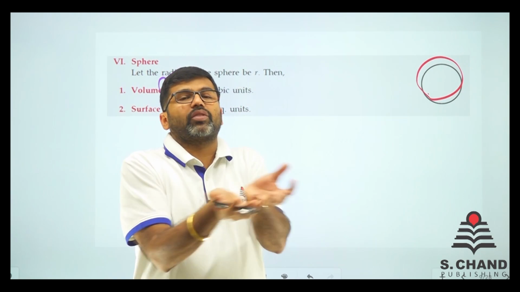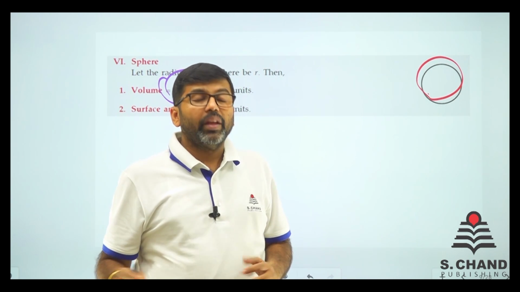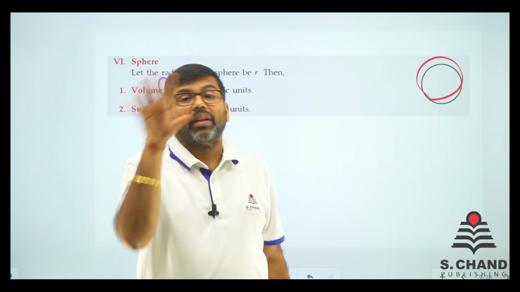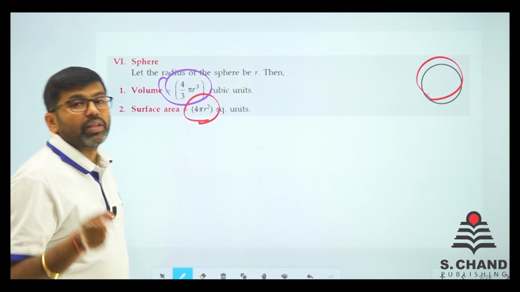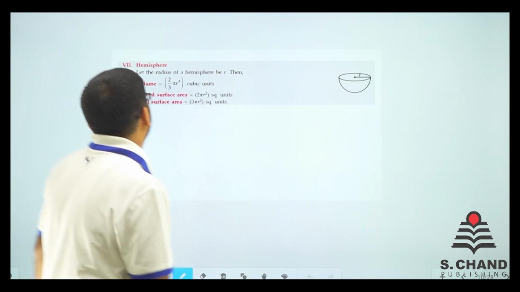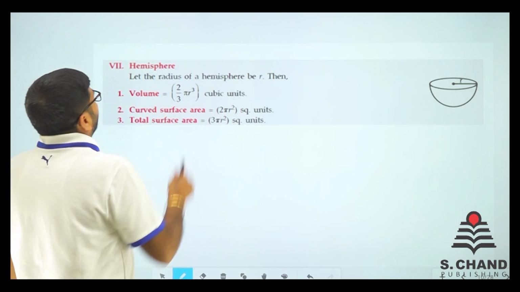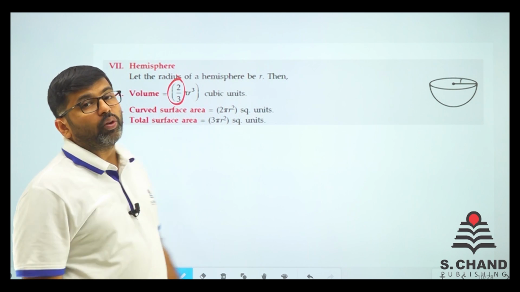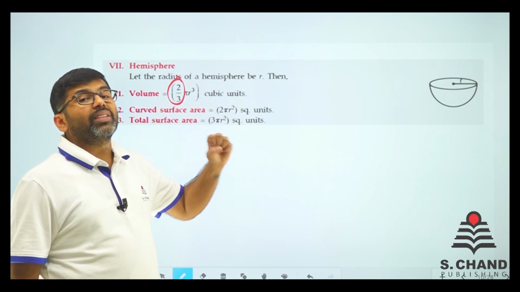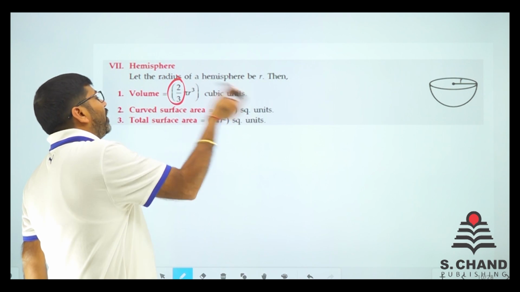Thus the whole surface of the sphere is 4 pi r square, and the volume of the round part, that is the sphere, is 4/3 pi r cube. And the hemisphere is half of that sphere. So if it is hemisphere, volume will be half, 2/3 pi r cube. The whole sphere volume was 4 by 3 pi r cube, it will be 2 by 3 pi r cube.